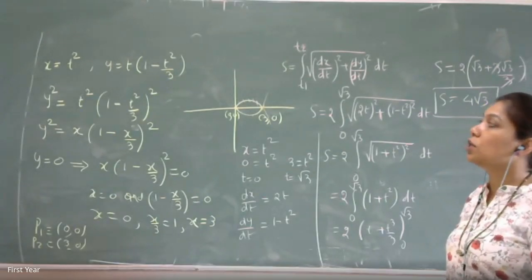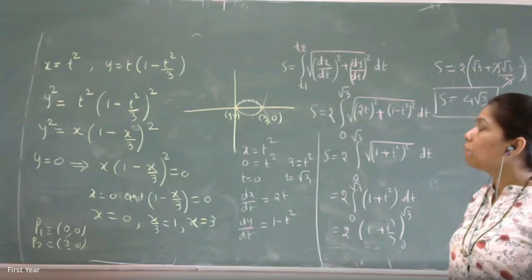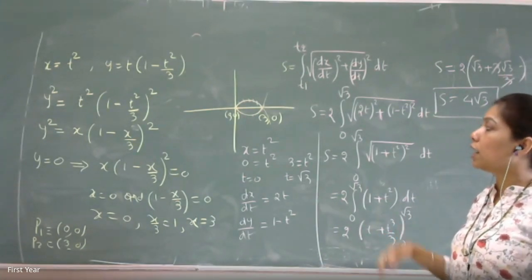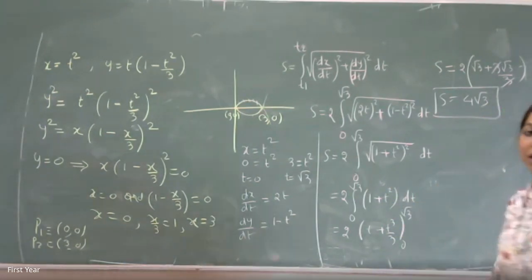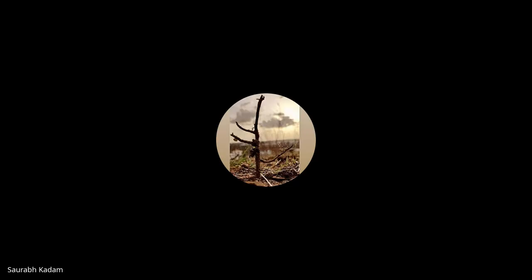So (0, 0) and (3, 0) will be the points. Between these, there will be a loop. And we are taking only the upper half because 0 to root 3 is one part. The part from minus root 3 to 0 has not been taken. That is why 2 times 0 to root 3. And that will be the total arc length. Okay? Yes, ma'am. So that's about rectification.